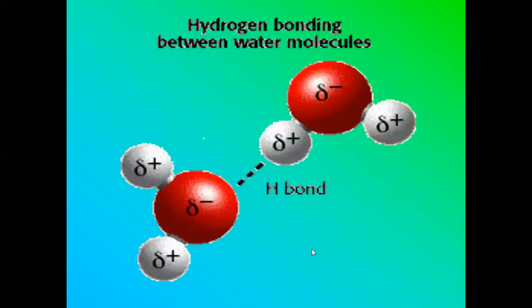Here is a picture of what's going on. Remember, this little squiggle here means partially. The hydrogen is partially positive, covalent bonded to the partially negative oxygen. The hydrogen bonding occurs between 2 or more water molecules. Hydrogen bond, covalent bond. Strong bond, weak bond.